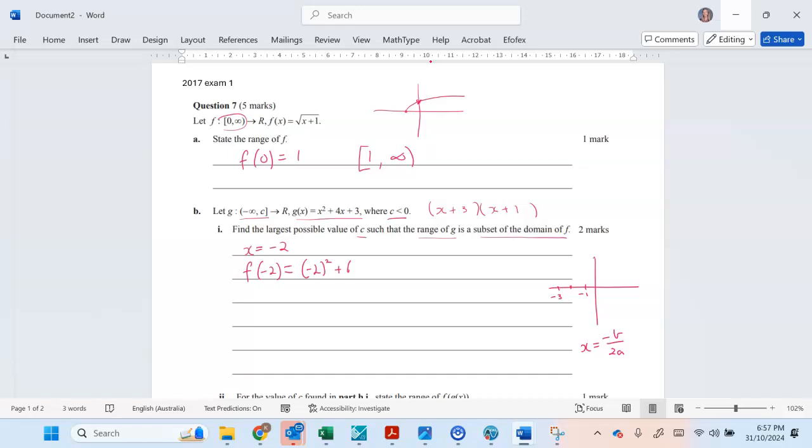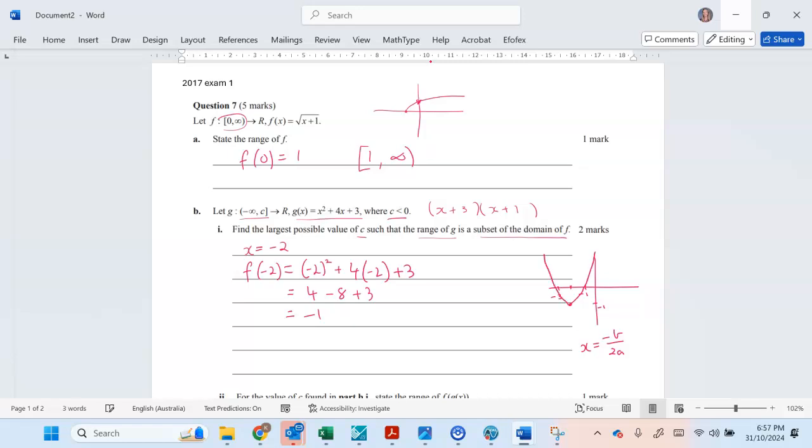Oops, sorry, that was a bit wonky. Let's get rid of that. 4 times -2 plus 3. All right, so 4 minus 8 plus 3. So what is that? -4 plus 3, so -1. All right, so I'm just going to continue sketching it so we can see what it looks like.